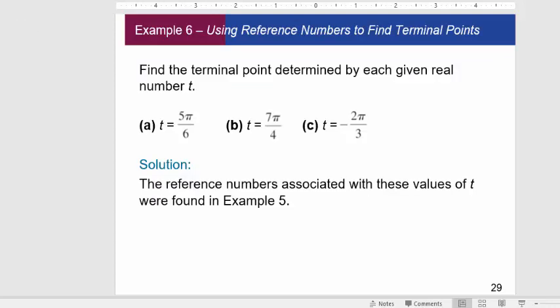So 5 pi over 6 first, right? So 5 pi over 6, if you remember our trick, we'll just use our trick here. I'm not going to go through the calculations.